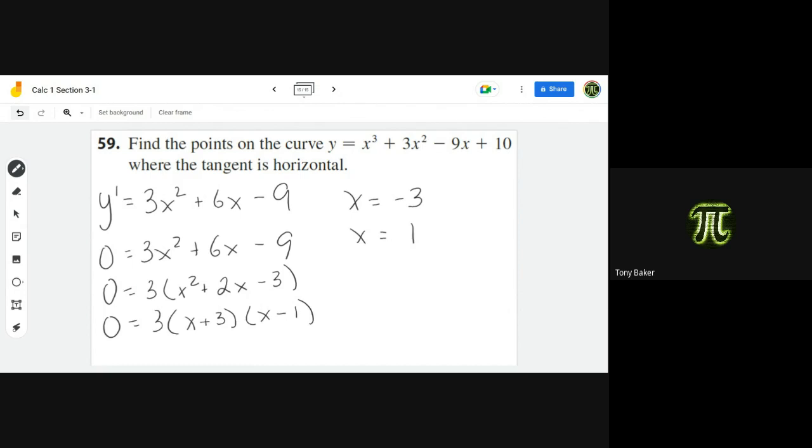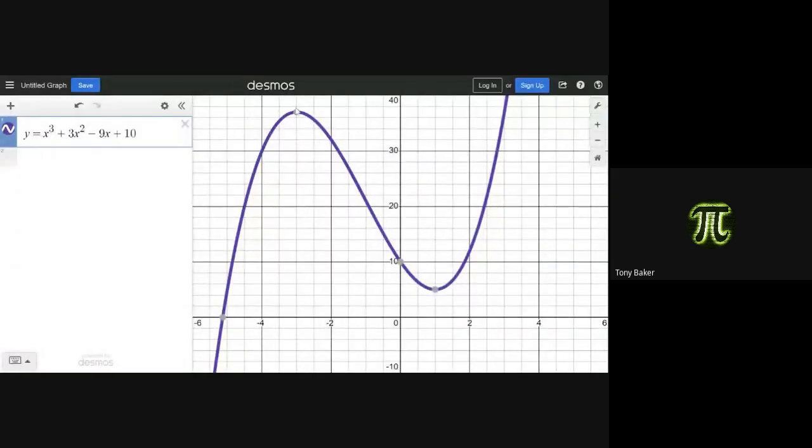And if we look at this graph, we see that those are the mins and maxes. And in this problem, I have a maximum of 2. If you plug those numbers into the problem, you can get the exact values of those, so the 37 and the 5. You'd want to plug those values back into the original problem, not the derivative, because if you plug them into the derivative, you're going to get 0.